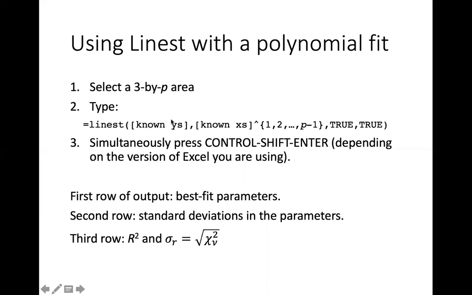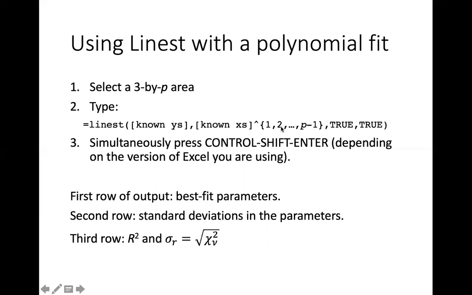Then you need the known y values, right? So the measured y values, and then the known x values. And then in order to get Excel to use a polynomial instead of a line, you need the next bit of instruction, which is you take the known x values and you raise them to the power of these things in squiggly brackets. And in squiggly brackets, you put all of the powers of x that you want to include in the fit. So for example, if you want a quadratic fit, then you would want a linear term with x to the 1 and a quadratic term with x squared.